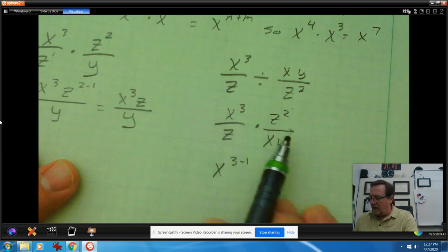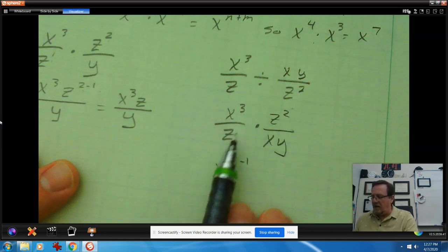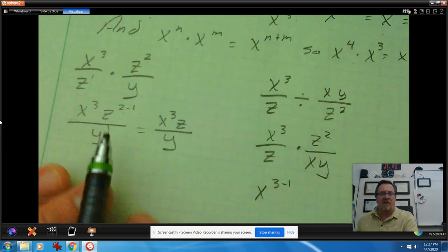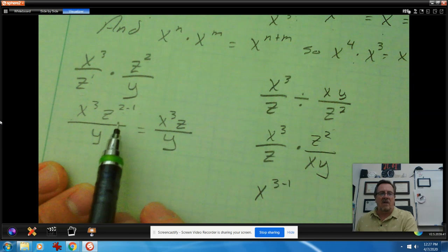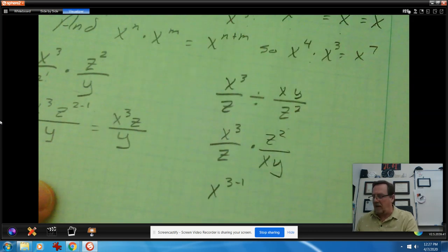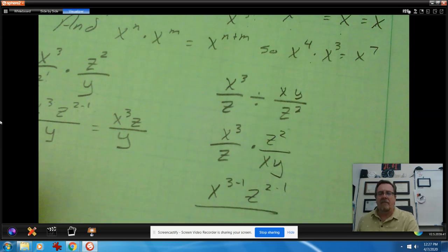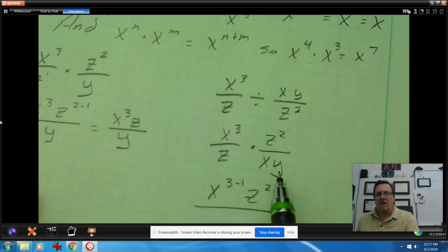And then I have a z squared up here and a z down here, just like we did in the previous problem when we had a z squared up there and a z down there. We could do z to the 2 minus 1 power. We'll do the same thing here. We got z to the 2 minus 1 power. And then in the bottom, we still had a y that we haven't taken care of.